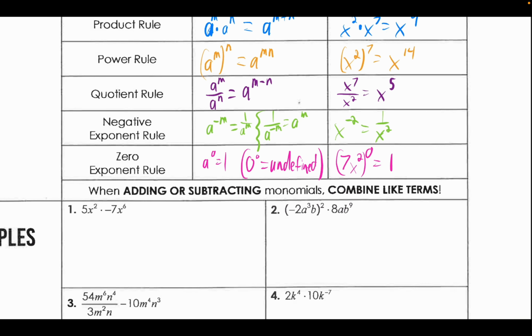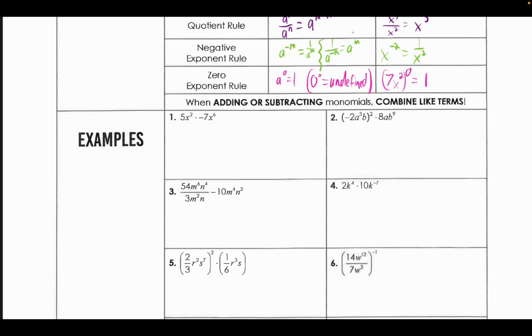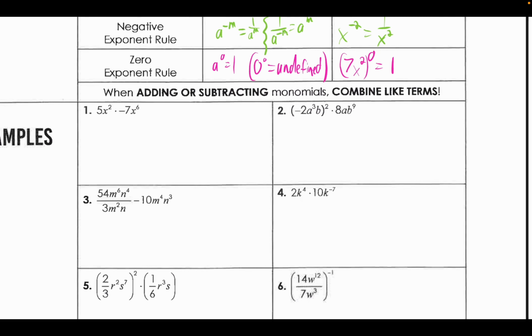So let's go ahead and apply this. When adding or subtracting monomials, we combine like terms. But when we multiply, you just multiply similar things together. So you multiply numbers together using the same rules we've used since elementary school. And then when we multiply the bases, here like x and x, for example, we add those exponents, using the exponent rules that we mentioned above.